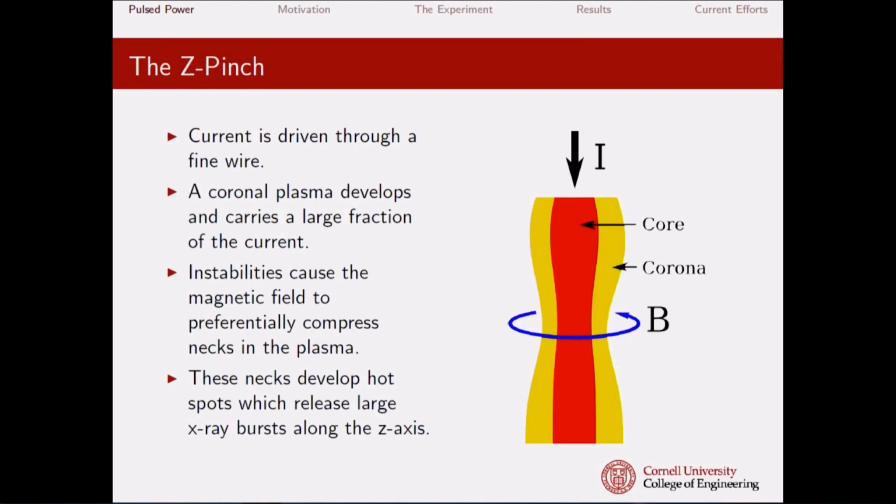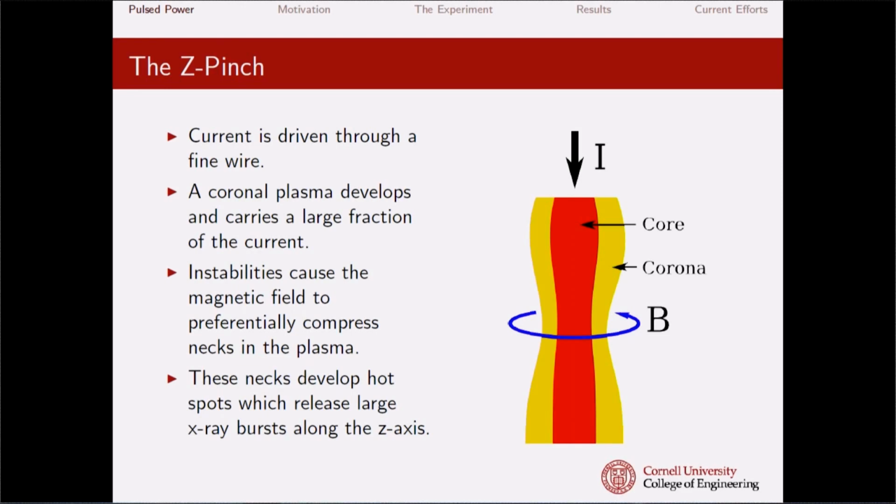So once you have all that current, what do you do with it? The simplest thing to do is to create a Z-pinch. So we just run current through a fine wire. By fine, I mean tens of microns in diameter. And so what happens is this current heats the core, or heats the wire. We go from solid to liquid to gas very, very quickly. And then eventually we ionize the material and form this low-density corona around the dense core.